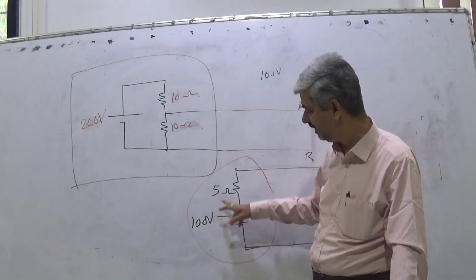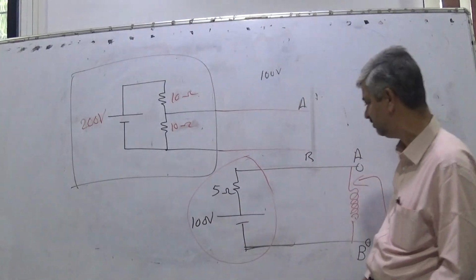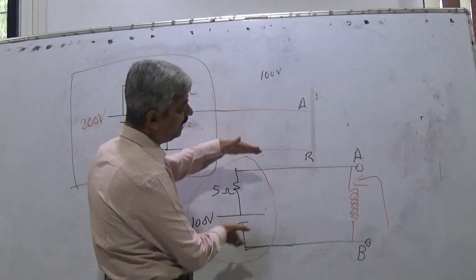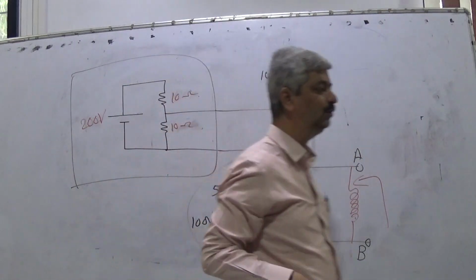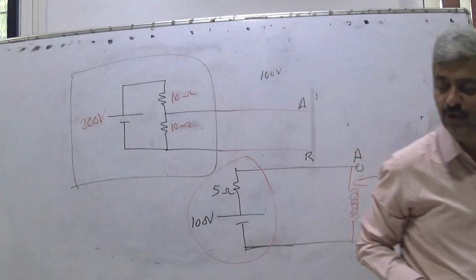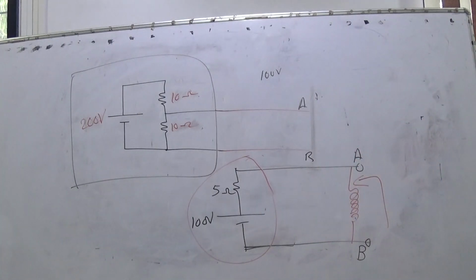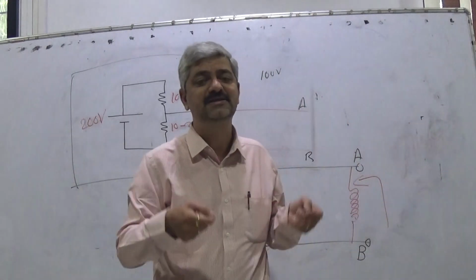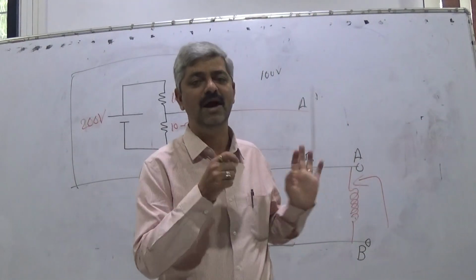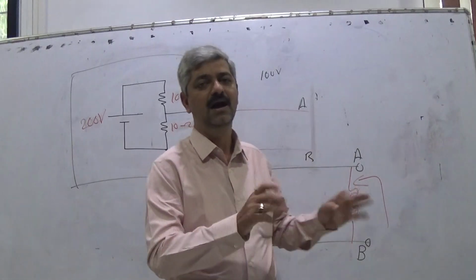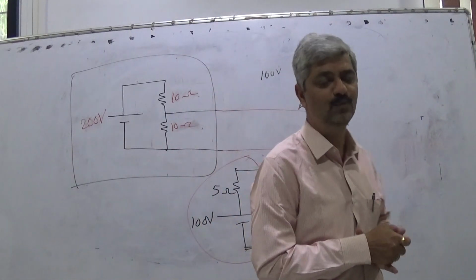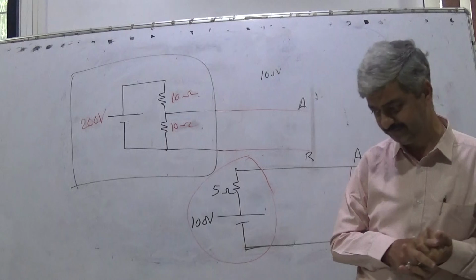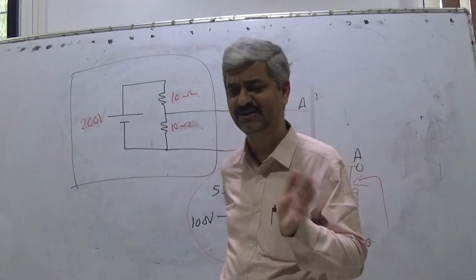A 100 volt 5 ohm resistance voltage source is going to feed my load, and I want to use this voltage right now to heat water using a heating coil. So I have to bring a heating coil. What is a heating coil? A heating coil is simply a nichrome wire having high resistance. Now why nichrome and all that?